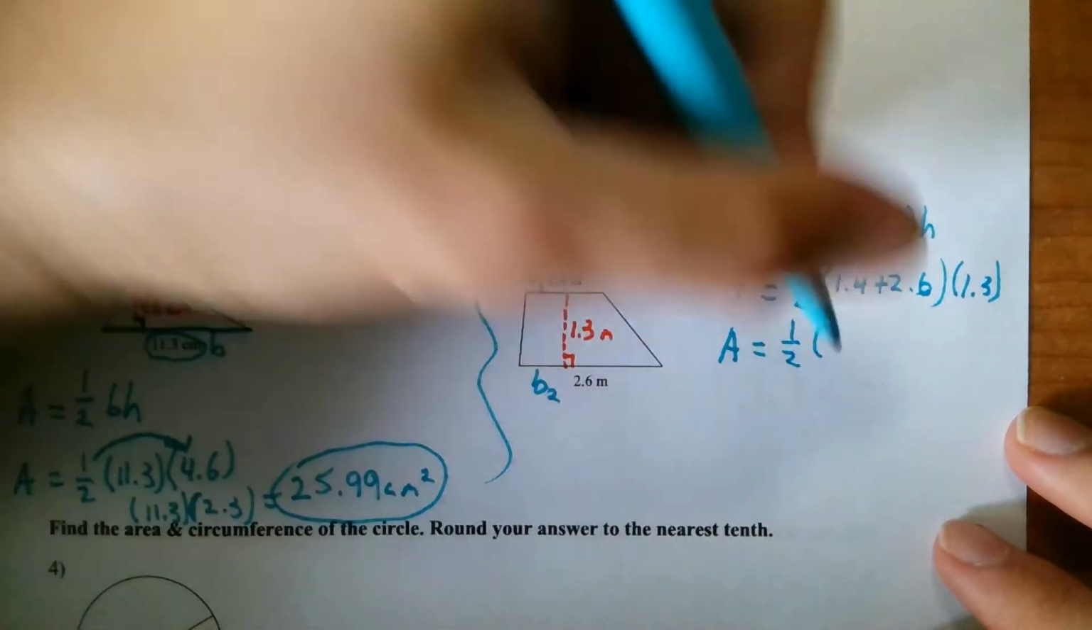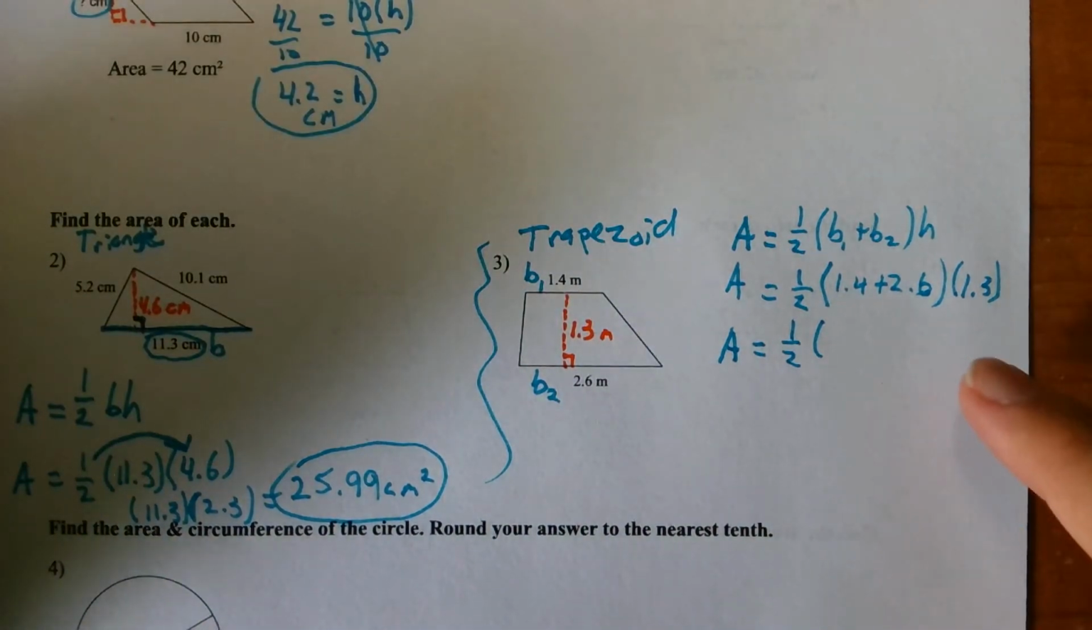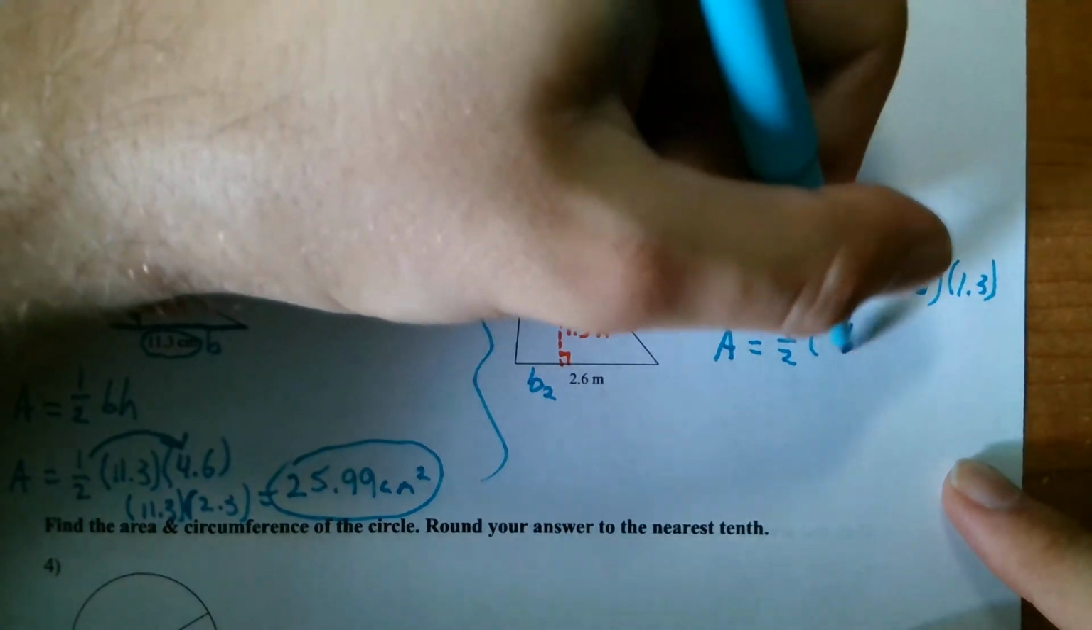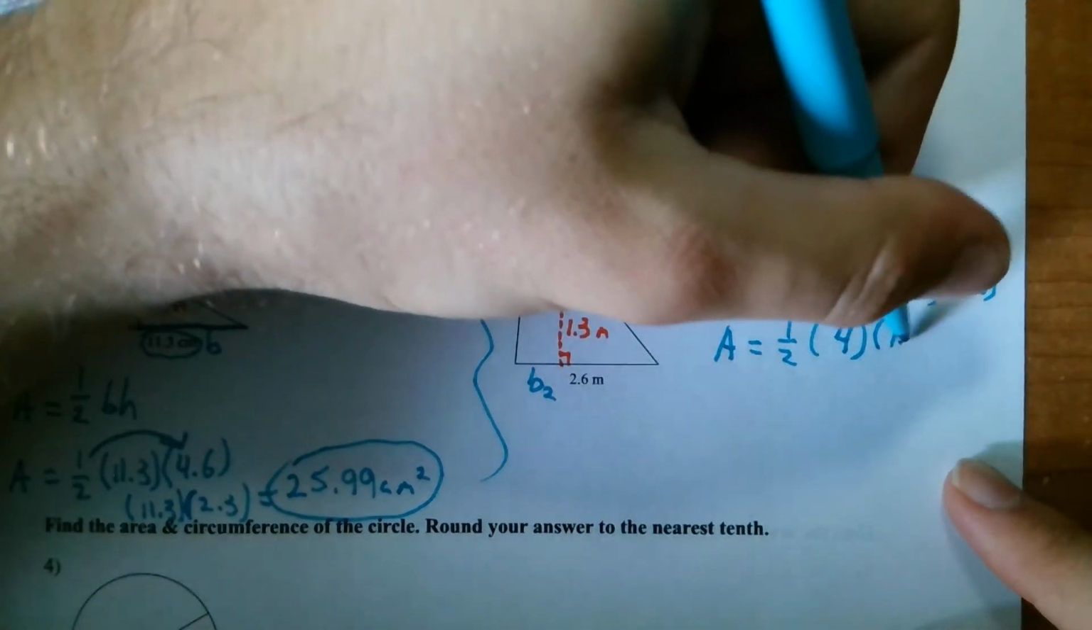So now order of operations says let's do the parentheses first. In this case, I can add the 1.4 plus 2.6. That gives me 4 exactly, times 1.3.